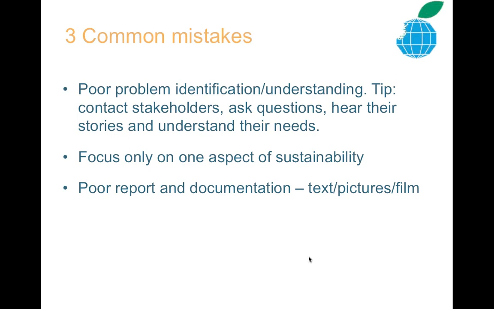Focus only on one aspect. Another mistake is to focus only on one aspect of sustainability. We read reports where students understood very well the environmental problem that they are tackling, perhaps air pollution, for example, and they found wonderful sources of information, and they have a wonderful solution. But they never mention the other aspects, or if they mention them, it was just as a consequence of expressing the problem.